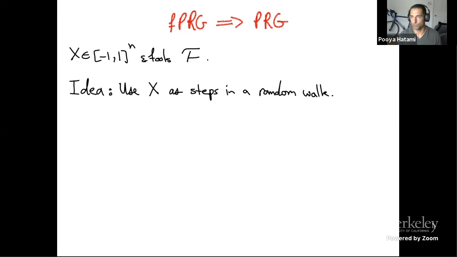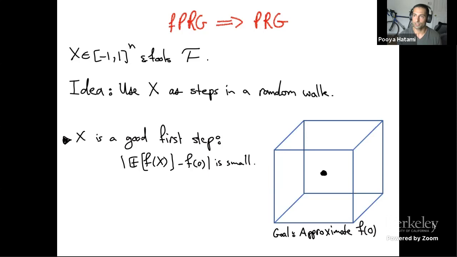It's easy to see that the first step of this random walk is easy to define. So first of all, let's agree that the center of the cube is the correct starting point. And that's because f of zero is what we want to approximate anyway, right? So if we start there, we know that at the center, we don't have any error. And we are given this random variable x, the expected value of which is close to f evaluated at the center. So why not just jump to that x?